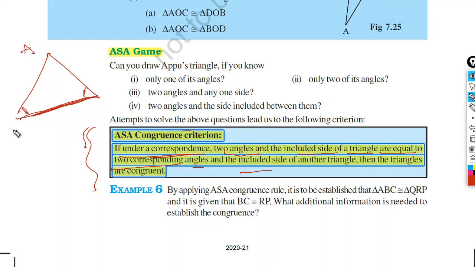That means suppose ABC is the triangle. If you are taking angle B and angle C, you have to take the included side, not the AB side or the AC side.